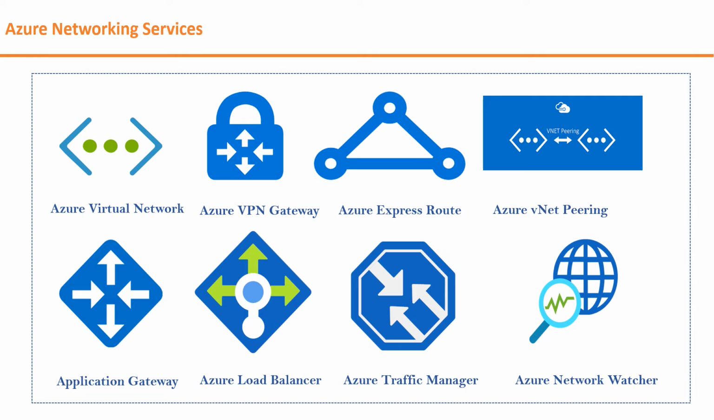We have different types of Azure networking services available in Azure. The first networking service is Azure Virtual Network. The Azure Virtual Network is the fundamental building block of your private network in Azure. With Azure Virtual Networks, you can allow your Azure virtual machines to securely communicate with each other, the internet, or on-premise networks. Azure Virtual Network is similar to traditional networks that operate in on-premise data centers.